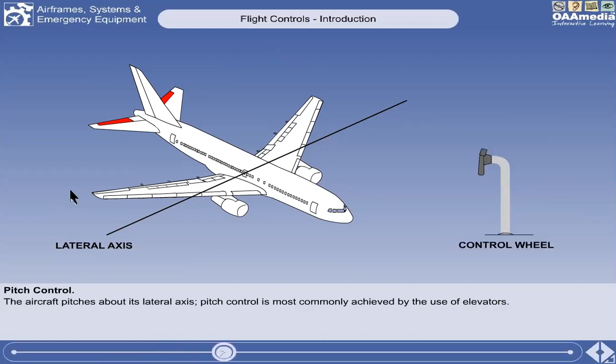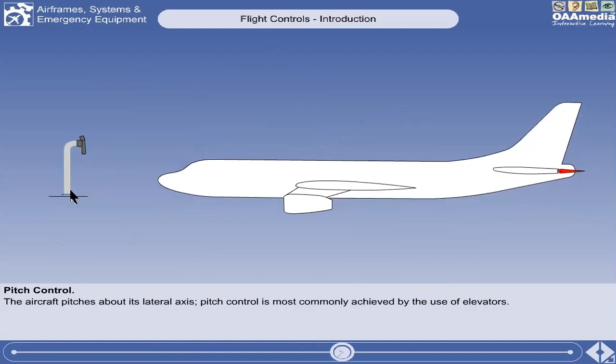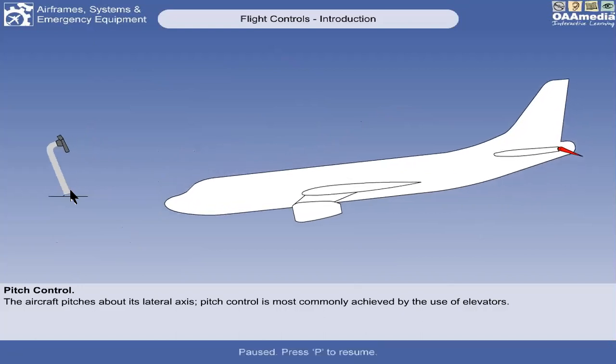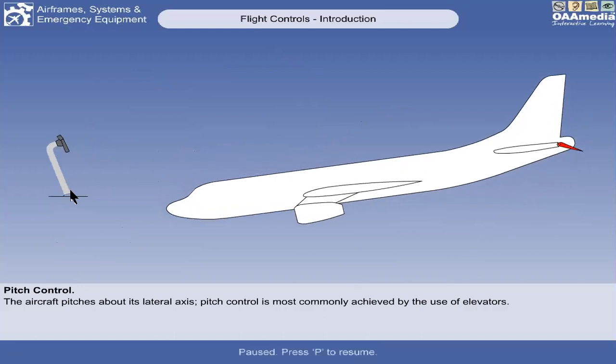The elevators are controlled by moving the control wheel or control column fore and aft. Pushing the control wheel forward. Okay. So pushing the control wheel, control column, or yoke, or in Airbus aircraft, the control stick, forward, okay? So kapag pinush mo siya forward, ang elevator mo will deflect downward.